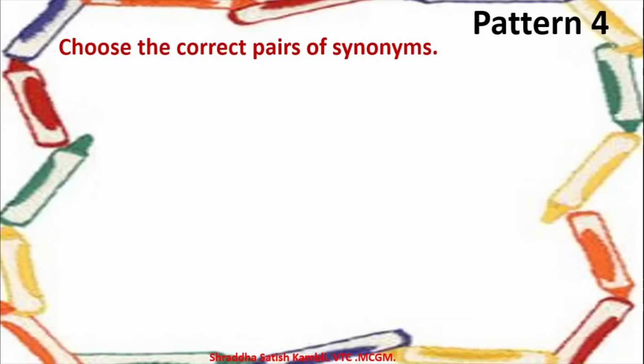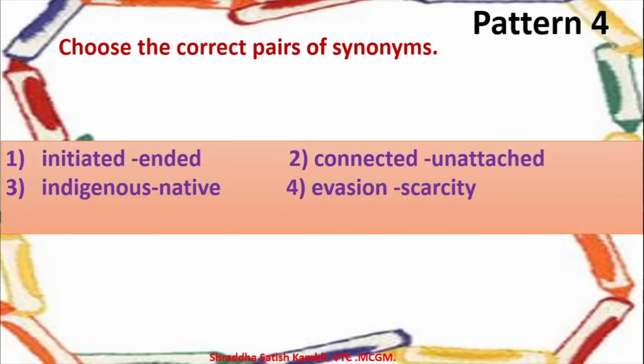Let us go to pattern 4 now. Choose the correct pairs of synonyms. So you have to now select correct pairs of synonyms. Now a synonym is not coming alone, it is coming along with its pair. Let us look at an example question.